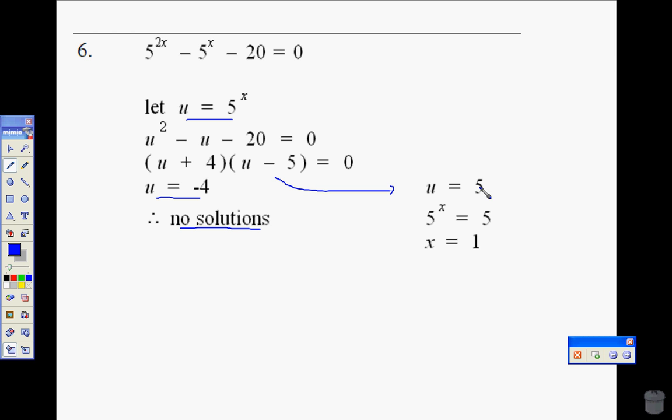U would equal 5. U is equal to 5 to the power of x, gives us 5 to the power of 1, which means x is equal to 1. Only solution there. No solutions here, only one solution for this equation.